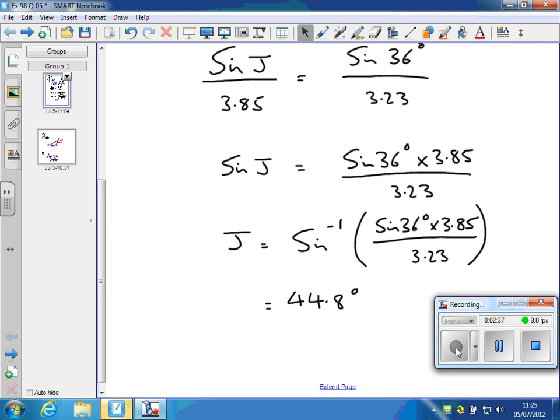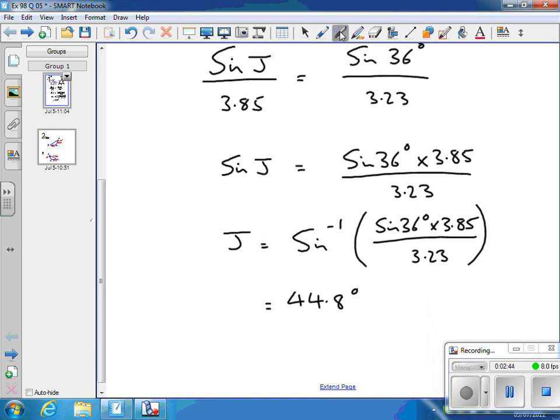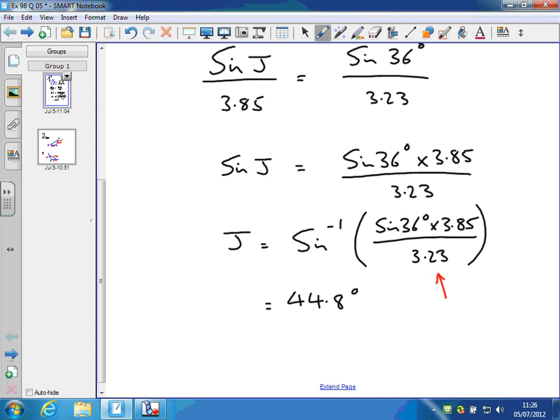Let's have a look at this sine function for a minute. Let's go back and just calculate what this part is, that fraction, sine 36 times 3.85 over 3.23. And we get 0.7006, or 0.7 to one significant figure.